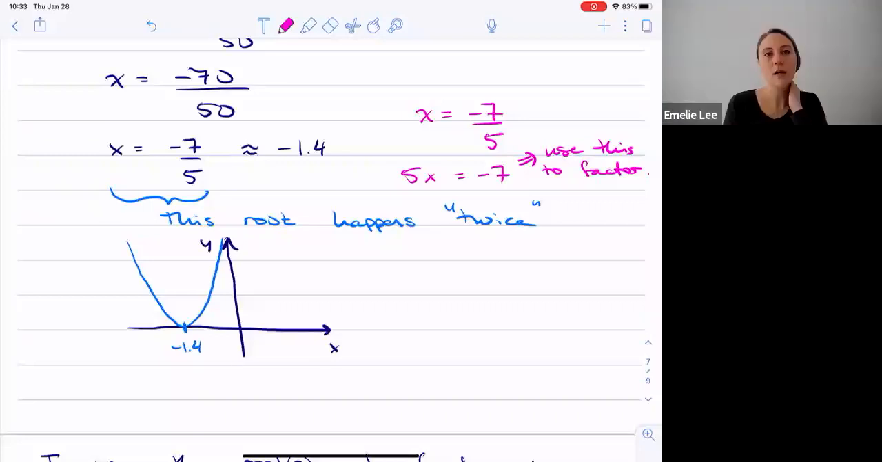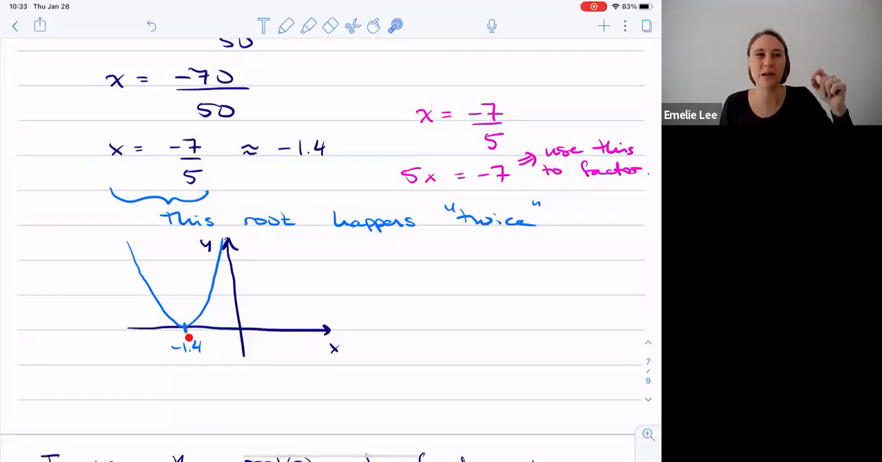Okay. But just keep them separate because this is still our root, right? This is where it crosses the x-axis, bounces off, right? But this was kind of a weird example. It's pretty rare that we have something that's just touching the x-axis and then bouncing off, but it's good to have seen it. So, all right. Good.